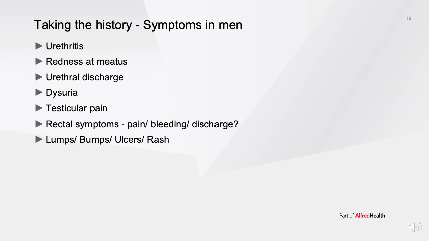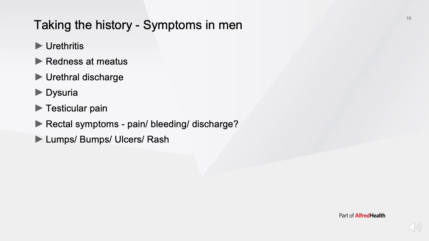When we're taking the history of a man with symptoms, we're wanting to ask about urethritis, so inflammation of the urethra. We want to know about any redness at the meatus, which is the tip of the penis. Do they have any urethral discharge? And again, like women, if they do have a discharge, is it thick, thin? Is it painful? Is it yellow, green, clear, milky coloured?